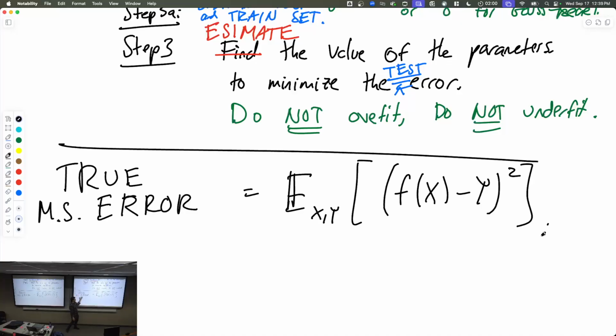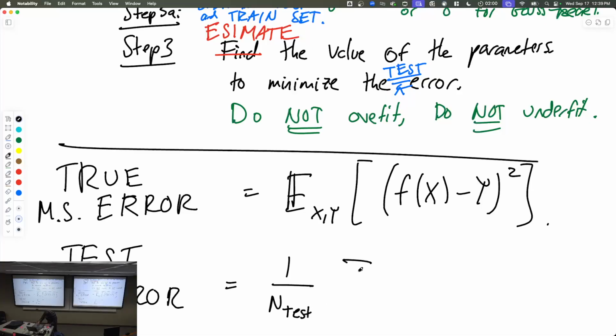All of the errors have been the true errors. But the test error is something else. The test error is an approximation. What we do is average over our test set. So we go over the number of test points, and we do the sum from i equals 1 to the number of test points of (f(xi) minus yi) squared.